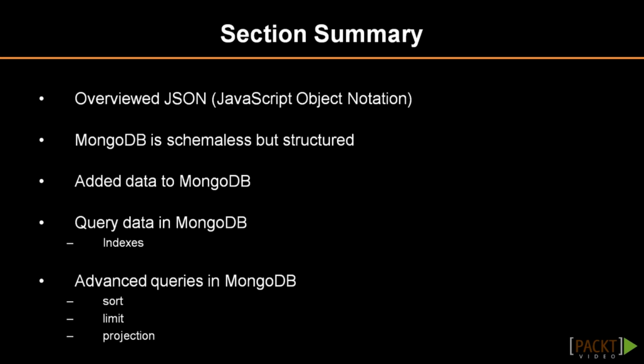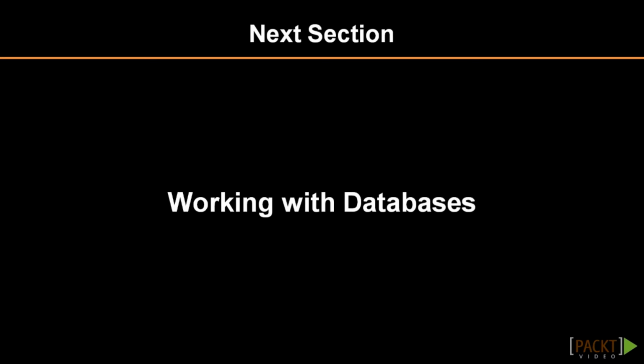In this section, we had an overview of JSON and learned that MongoDB is schemaless, but does have structure. We also learned about the application-imposed schema in MongoDB. We learned how to add data to and query data from MongoDB, including how to create an index. Finally, we reviewed some advanced query capabilities in MongoDB. In the next section, we'll dive into working with databases in MongoDB.